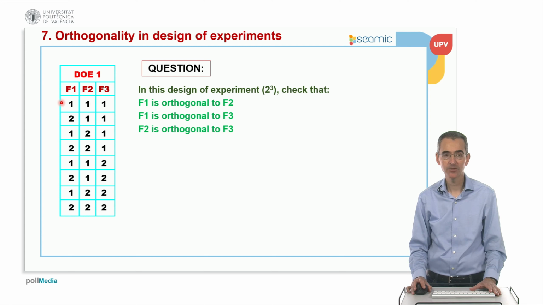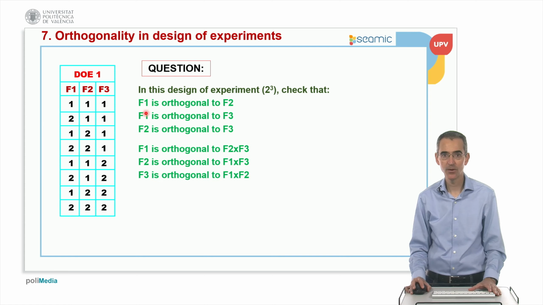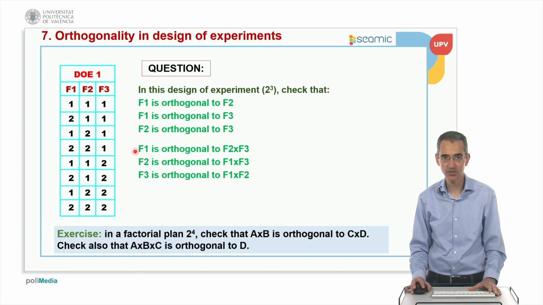So here, is that a complete design or is that a fractional factorial design? We have the first factor at 2 levels, the second also 2 levels, and the third also at 2 levels. It's a complete design. So we multiply, and we have 8 possible combinations. In the case of complete designs, all factors are orthogonal between them, so we can check that. And also, in this kind of complete design, we can check that the simple effects are orthogonal to the double interactions.